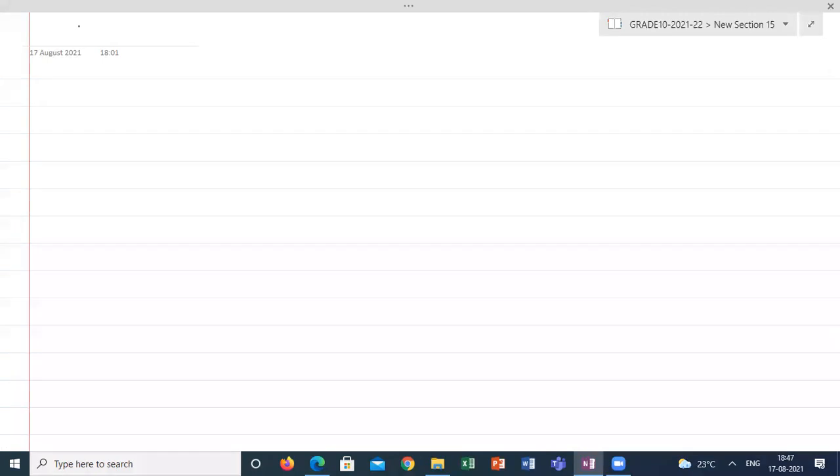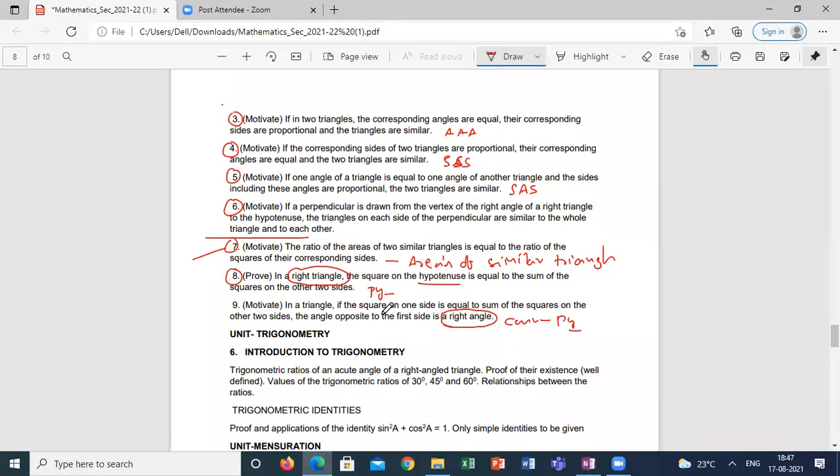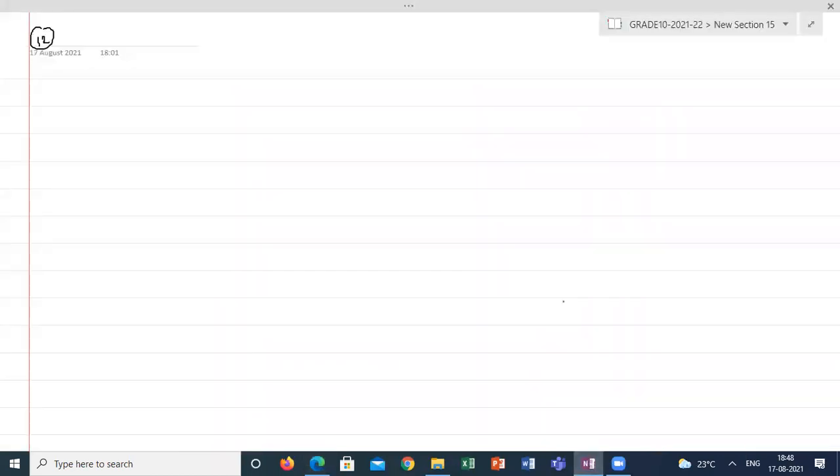First of all, we will see the statement of the converse of the Pythagoras theorem. So last theorem, theorem number 12 according to our count, but in case of syllabus it is the 12th one. In a triangle, if the square of one side is equal to the sum of the squares on the other two sides, the angle opposite to the first side is a right angle. So you have to prove, if the sum of the squares of two sides of a triangle is equal to the square of the third side, then it is a right angle triangle.